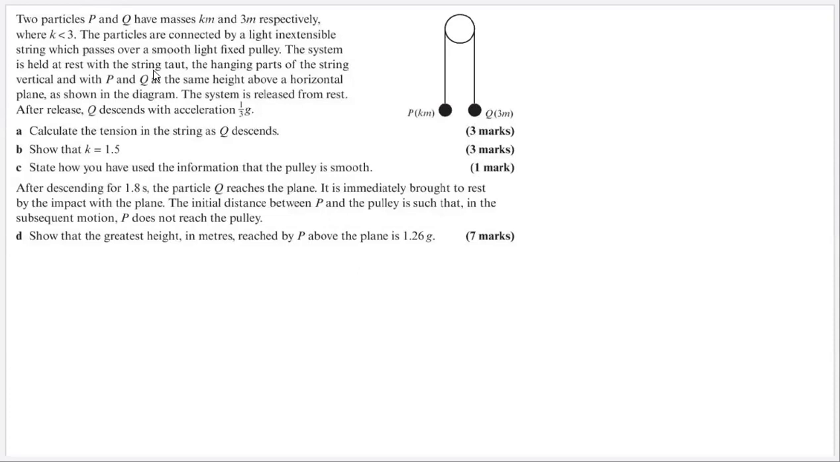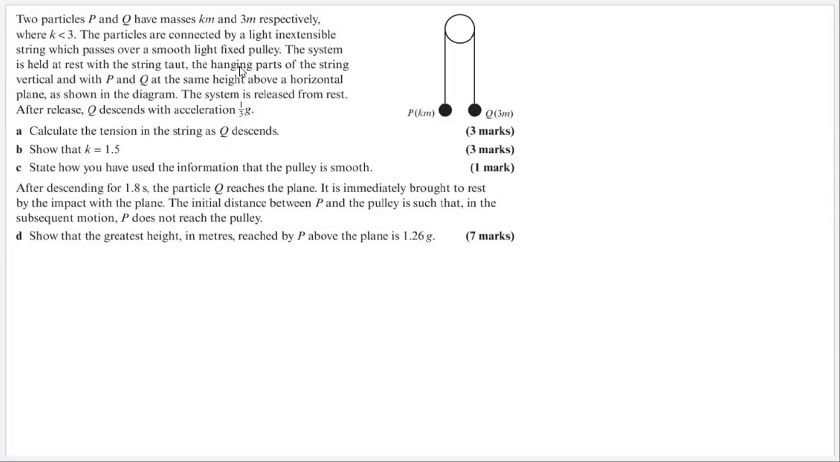Everything else that you read in this paragraph is what you'd normally expect. A light, inextensible string. So just to remind you that light string means we ignore the mass of the string. Inextensible string means that the two accelerations of P and Q are both of the same magnitude. And the smooth pulley means that the tension is the same in both parts of the string. We're actually asked to explain that in part C.